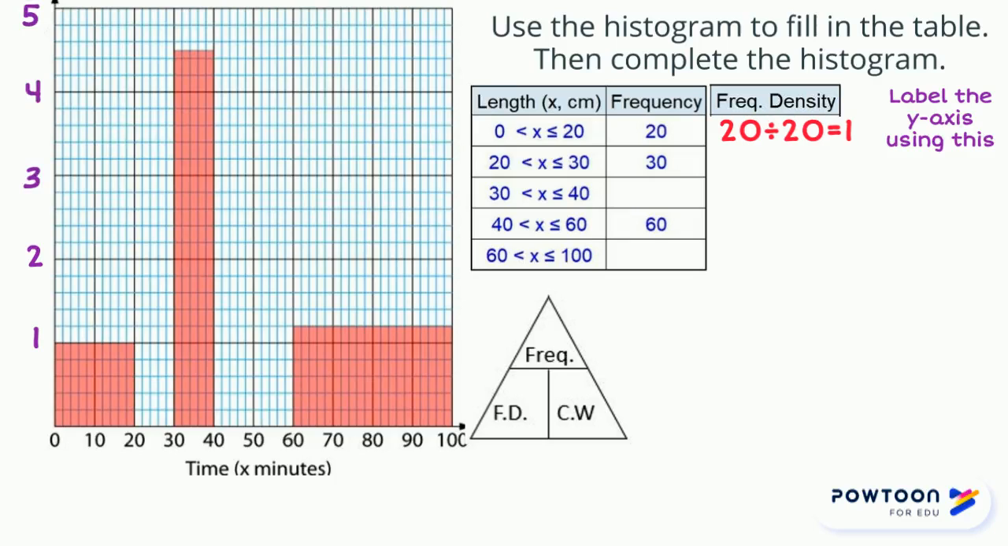To fill out the rest of the table, if we're looking for the frequency density, it's just a matter of doing frequency divided by the class width like we did on the first one. But if we are looking for the frequency, we'll look at how tall the bar goes up, and then we will multiply it by the class width that we have.